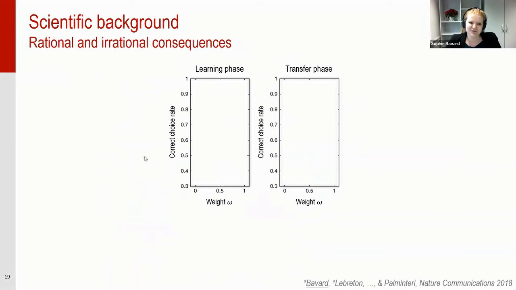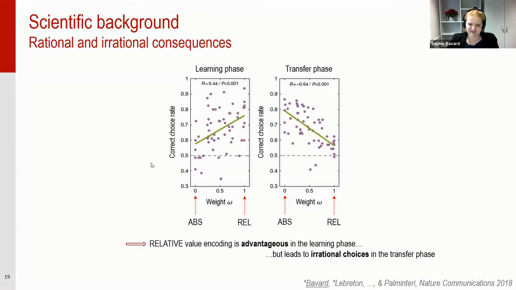So we analyzed the distribution of the weighting parameter, which varies from a full absolute valuation to a full relative or context-dependent valuation, and we looked at participants' performance as a function of their weight parameter. And we found a positive correlation in the learning phase and a negative correlation in the transfer phase, which suggests that relative valuation leads to better performance in the learning phase, but to more irrational choices in the transfer phase. The irrational choices, again, I'm going to use this term a lot, are defined as the inversion that I've shown you. Irrational choices in the sense that participants preferred an option with the lowest expected value, sometimes one that would make them lose, when compared to a higher expected value.